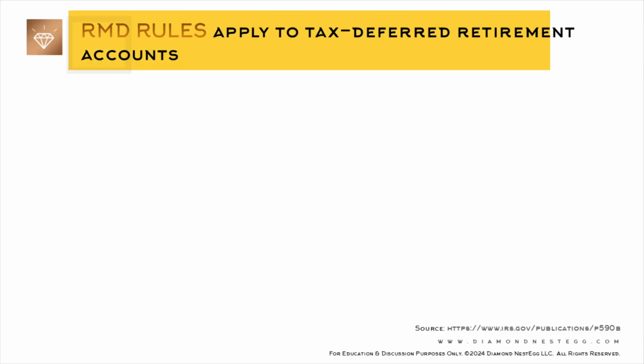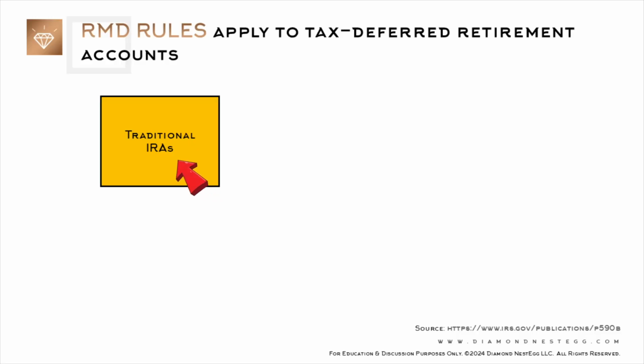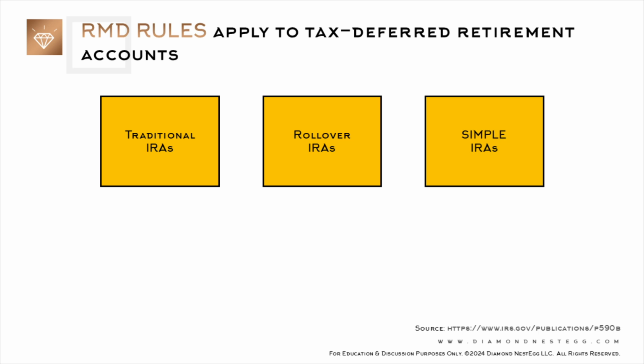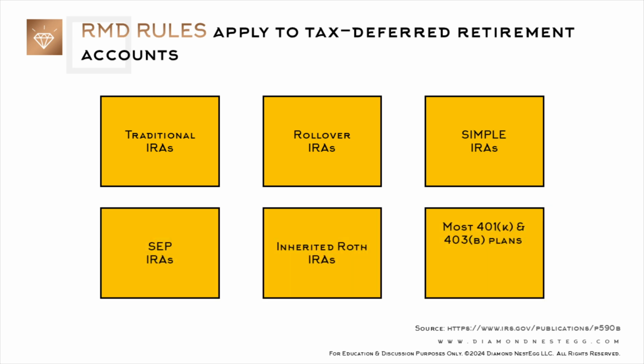As I just mentioned, RMDs, or required minimum distributions, are in essence defined minimum amounts that you must withdraw from certain types of retirement accounts from a certain age. Specifically, RMD rules apply to tax-deferred retirement accounts. So, any retirement account that you saved for with pre-tax money that hasn't been taxed yet, such as traditional IRAs, rollover IRAs, simple IRAs, SEP IRAs, inherited Roth IRAs, as well as most 401k and 403b plans, including self-employed 401k plans.